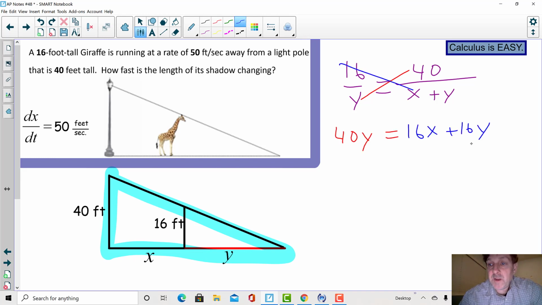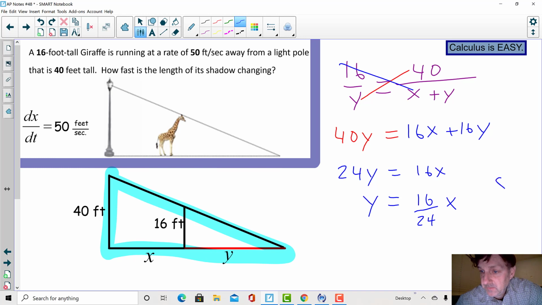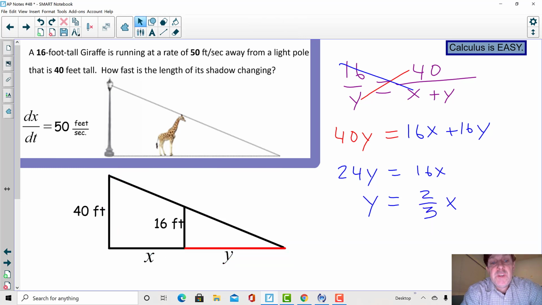Remember, we're trying to solve for y, so let's subtract 16y from both sides. And then we divide both sides by 24. And because 16 is 8 times 2, and 24 is 8 times 3, we can cancel the 8's, and this becomes 2 over 3 x. Now, we haven't actually done any calculus yet, but we did come up with an equation that relates y with x.